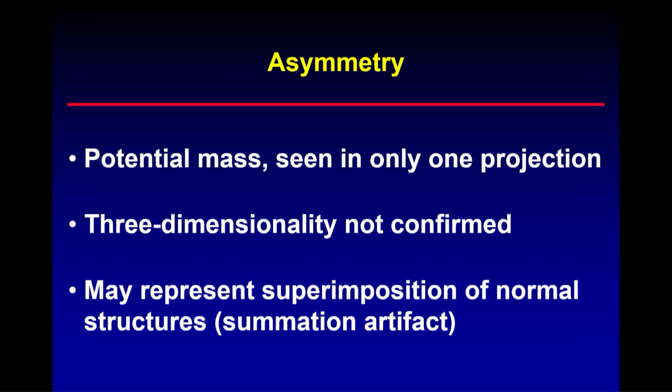It was changed to artifact because there's really nothing there. It's just an area of fibroglandular tissue overlying another area of fibroglandular tissue, depending on how the breast is positioned and compressed. And it looks like something's whiter and that there may be a finding. And then when you take a picture at a different angle, it's gone.